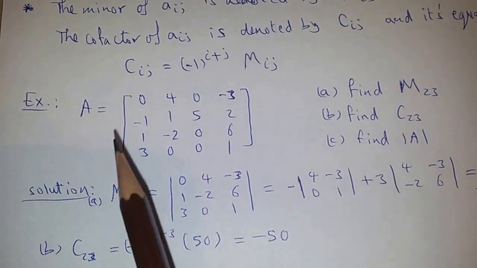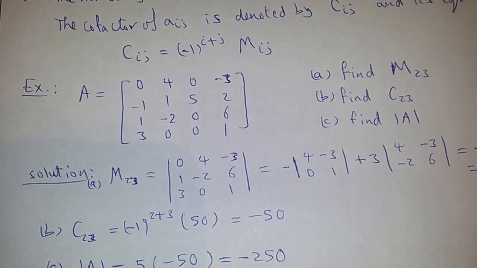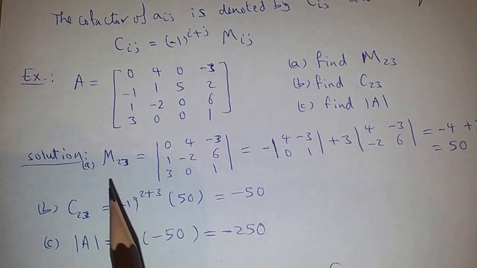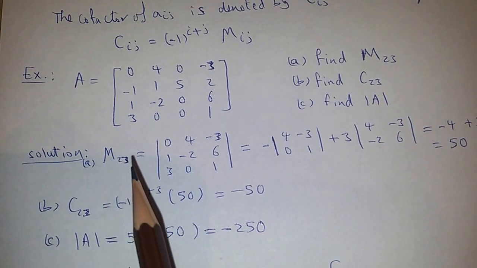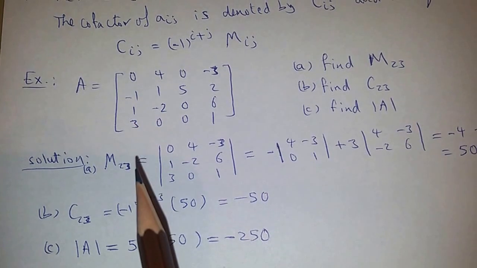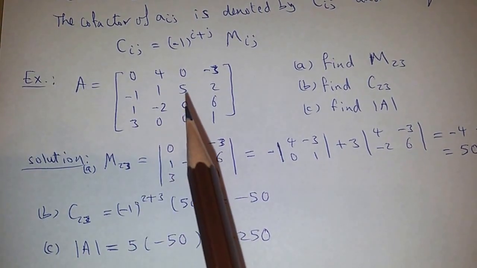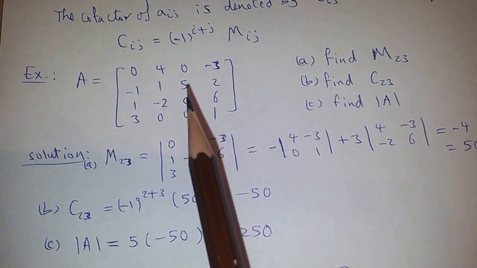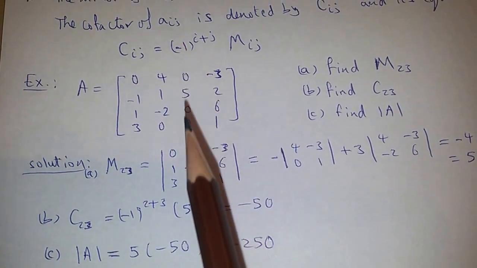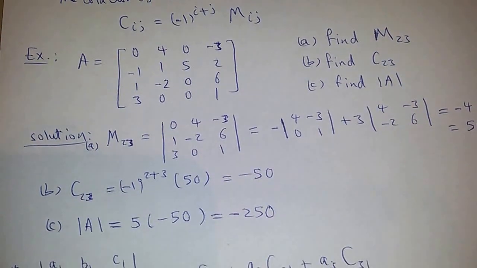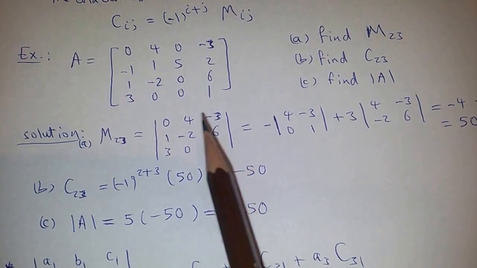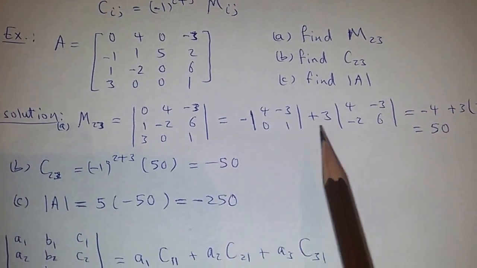So let us see this example here. This is a matrix A, a 4 by 4 matrix, and we have 3 questions. Let us find M23, the minor of 2, 3. So go to the second row, third column. So it's this number 5. And the question, what is the minor of 5? Remove the row and the column of 5, you get this matrix or this determinant. Find this determinant using the definition of 3 by 3.